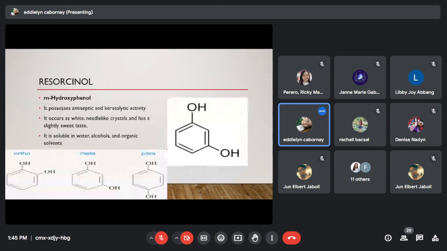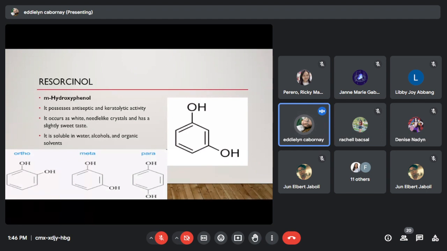Okay. So we have resorcinol. Resorcinol is also known as meta-hydroxyphenol. It is identified as a chemical compound with a molecular structure of hydroxyphenol, specifically positioned at the meta position on the benzene ring. As we recall, there are three positions. In the picture, we have the ortho, the meta, and then the para. The resorcinol is in the meta position on the benzene ring. Okay, same picture with the structure of the resorcinol.